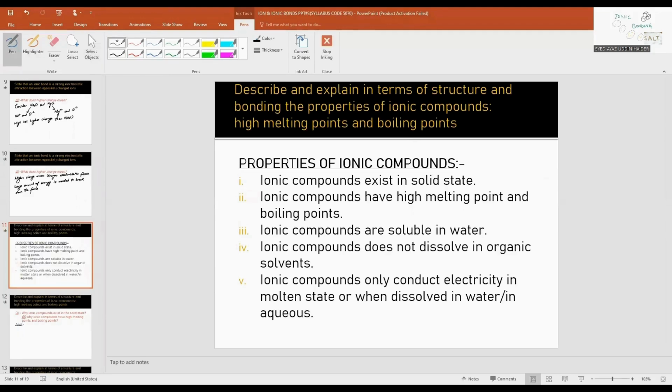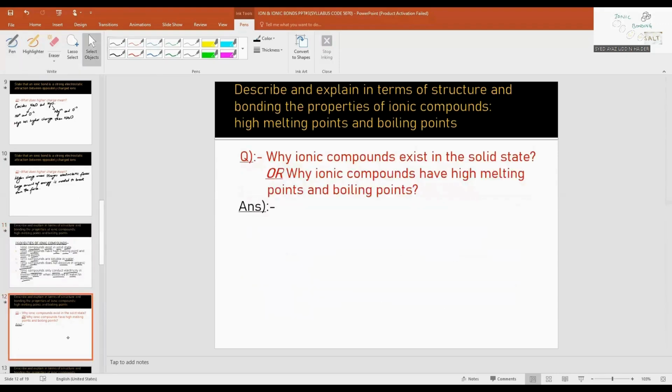Now here are some properties of ionic compounds. Ionic compounds exist in solid state. Ionic compounds have high melting and boiling points. Ionic compounds are soluble in water. Ionic compounds do not dissolve in organic solvents. Ionic compounds only conduct electricity in molten state or when dissolved in water, in aqueous solution.